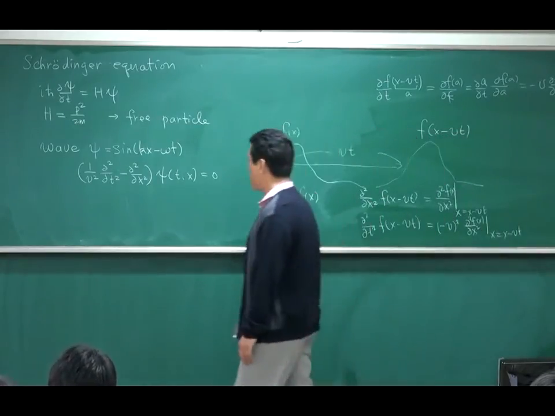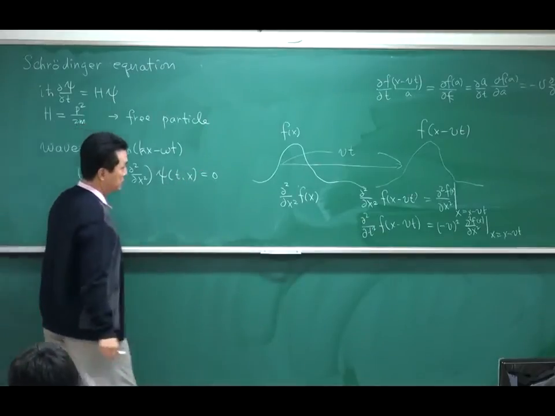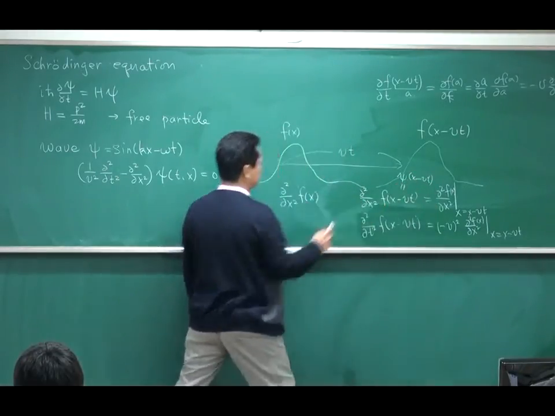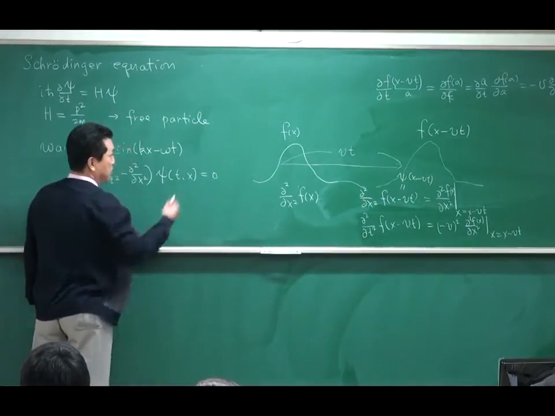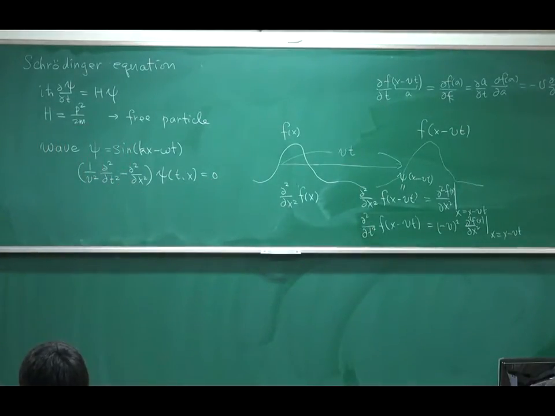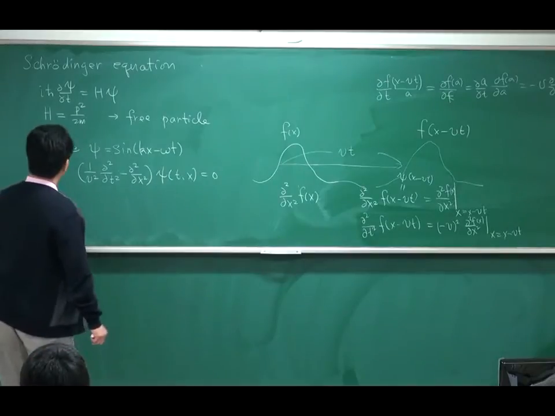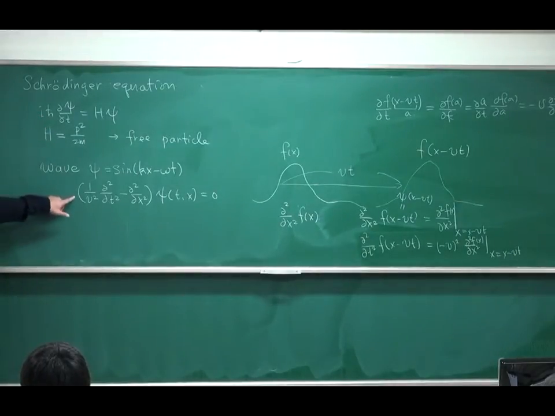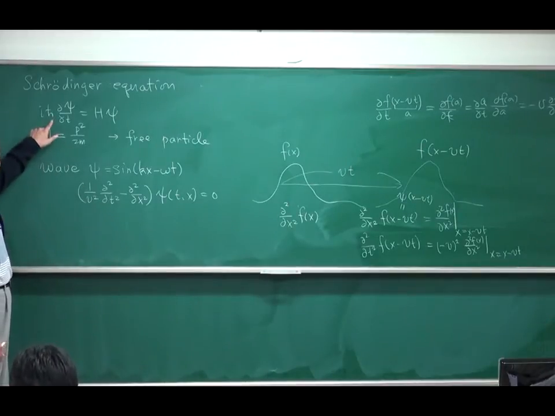So if I substitute this one here, then that kind of function always satisfies this equation. Okay? But can you see any difference between the Schrödinger equation and this normal wave equation? This is second order in time, and this is first order in time. It's a little bit different.